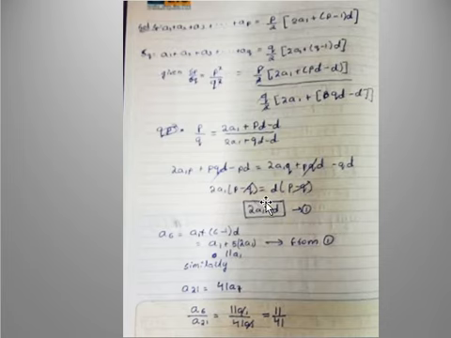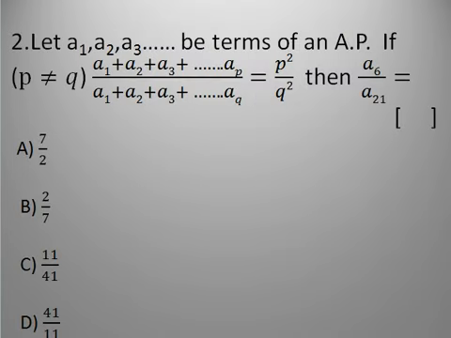Now we have to find the sixth term divided by the 21st term. Let's find the sixth term first. The sixth term is a1 plus 6 minus 1 into d, which is a1 plus 5d, and we know that the value of d is 2a1. So 5 into 2a1 is 10a1, and 10a1 plus another a1 is 11a1. So the sixth term is 11a1. Similarly the 21st term will be 41a1, and the sixth term divided by the 21st term is 11a1 divided by 41a1, which is nothing but 11 by 41. Option C is correct. Option C.